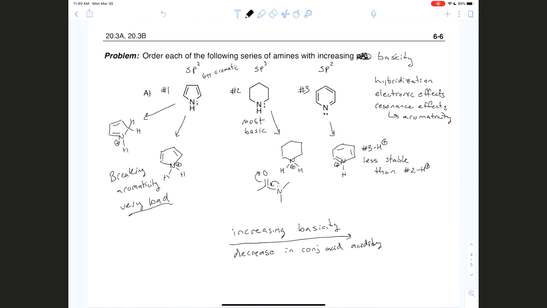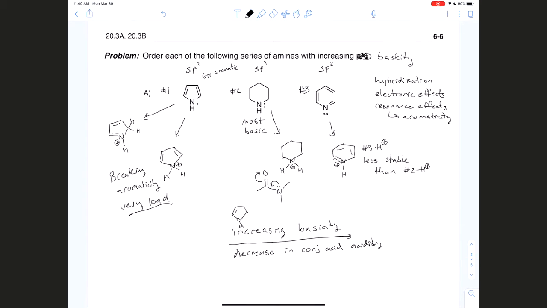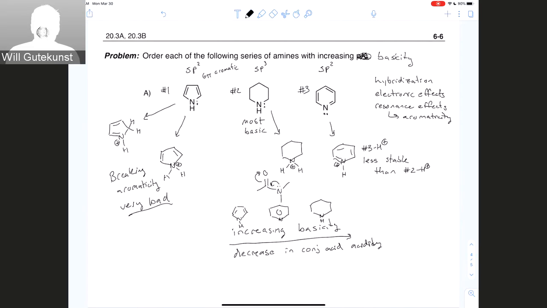So maybe we can kind of put these in order. If we put these in order of increasing basicity, we go from the left to the right. These are increasing bases. Now, if we consider their conjugate acids, whichever form of conjugate acid of the pyrrole you want to consider, I'll stay consistent with the N-protonated one. N-protonated one is actually even more acidic, I think.